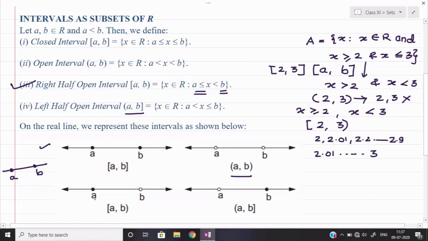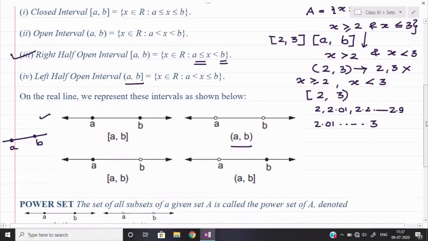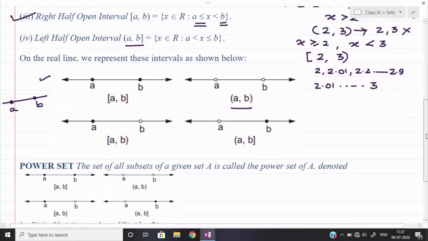So A is completely filled while B is having the blank or the white dot. Same way the fourth relation is given to us. Okay, so I hope the questions of intervals, meaning the definitions, are clear to you. However, these questions are very simple. It comes hardly for 1 mark.